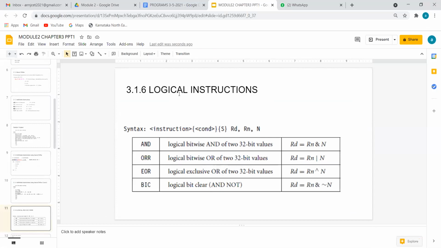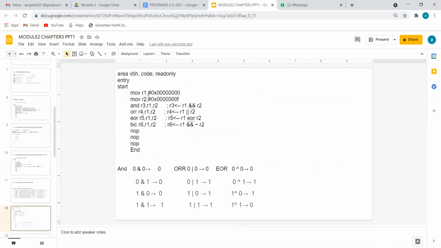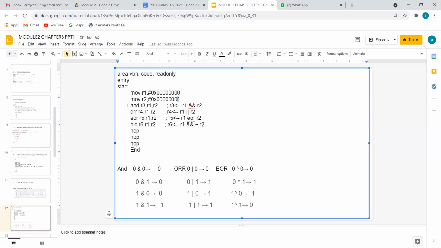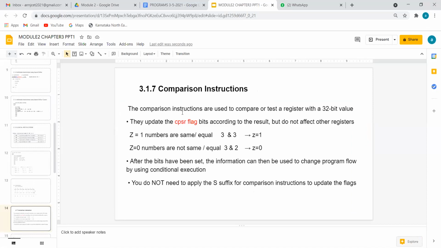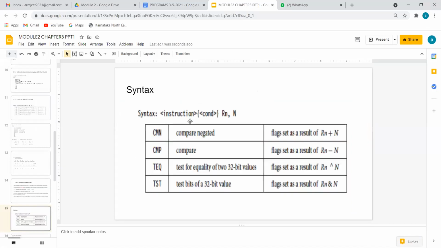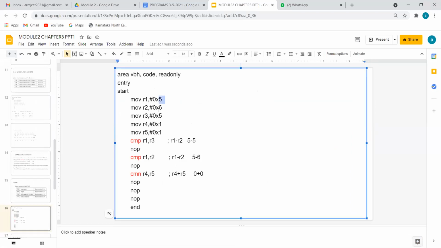Then yesterday we took the logical instructions. With the values 0 and F, we understood 4 operations: AND, OR, exclusive OR, and bit complement. So that we have finished. Also we tried to analyze comparison by taking one program. I took some set of numbers. If both numbers are the same, Z will become high. If both numbers are different, Z will not become high. Don't say Z is 0. The default meaning of Z is 0. So we should say Z is not high.